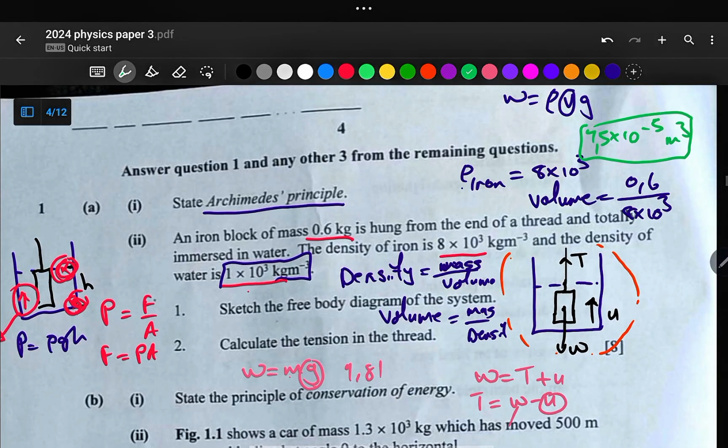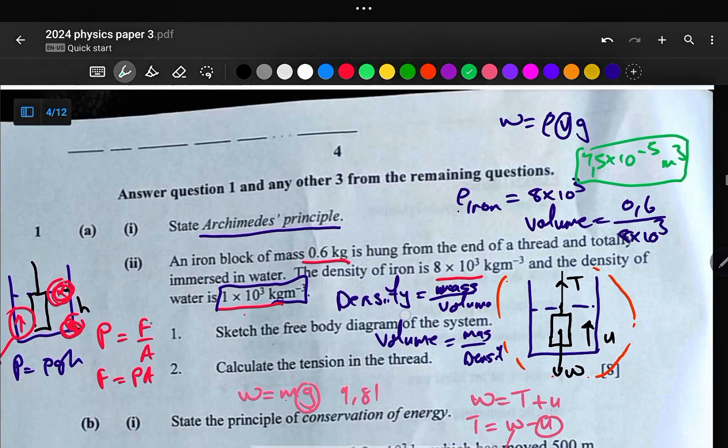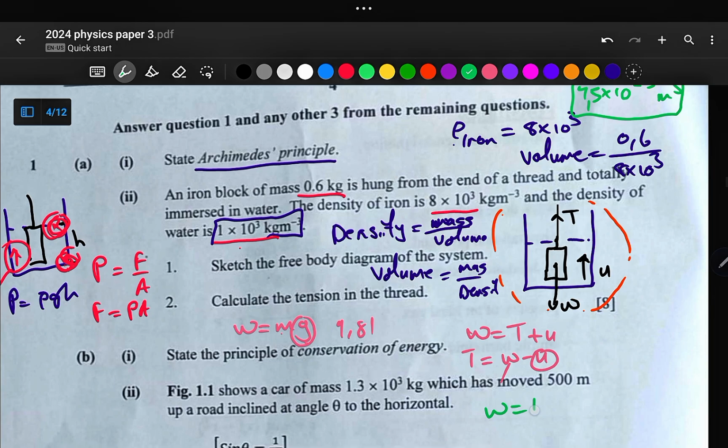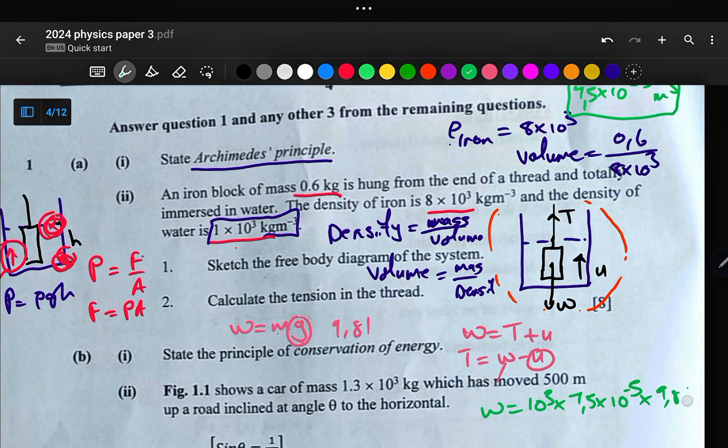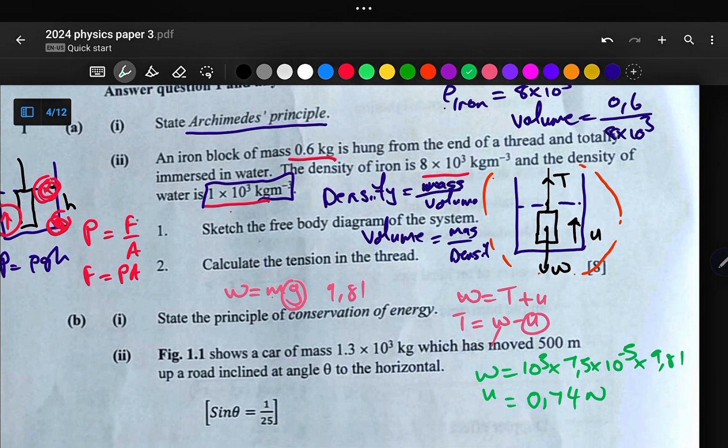is equal to the weight of the fluid displaced. So the weight of the fluid displaced is equal to the density of the fluid, that is 10 to the power 3, times the volume of the fluid displaced, that is 7.5 times 10 to the power negative 5, times 9.81. Okay, so if we multiply 10 to the power 3 by 7.5 times 10 to the power negative 5 by 9.81, our answer will be 0.74 newtons. So the weight of the fluid displaced, or the upthrust, is equal to 0.74 newtons.